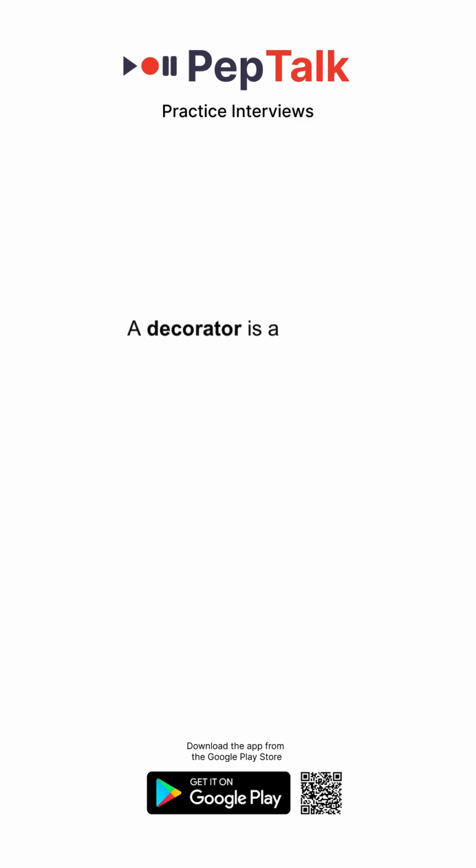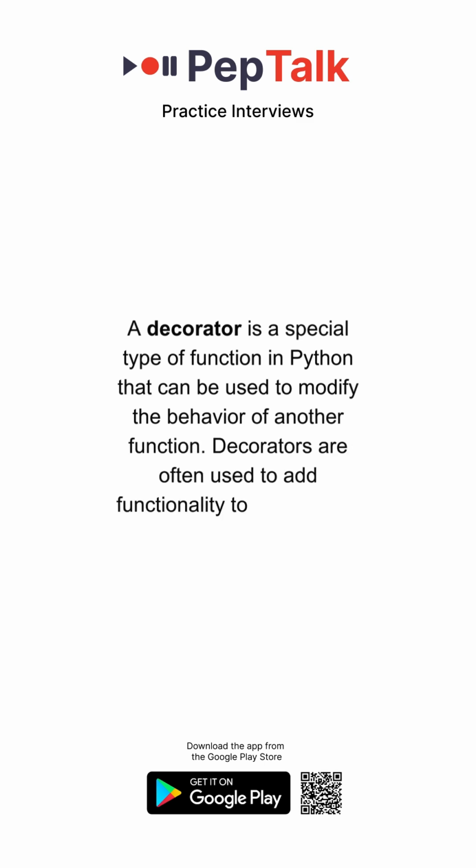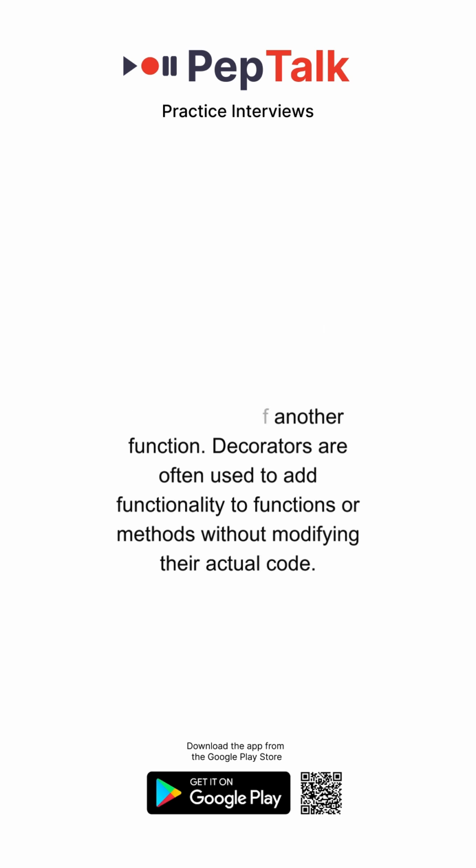What is a decorator in Python? A decorator is a special type of function in Python that can be used to modify the behavior of another function. Decorators are often used to add functionality to functions or methods without modifying their actual code.